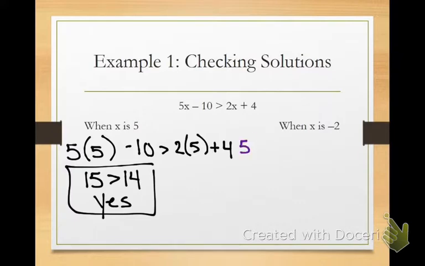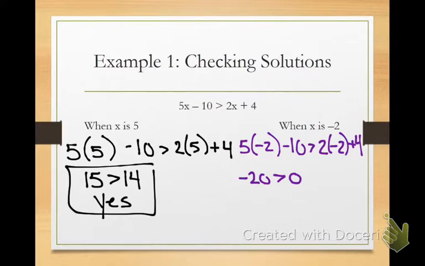So when we plug in negative 2, what's 5 times negative 2 minus 10? Negative 20. And what's 2 times negative 2 plus 4? 2. No, whoa. Negative 4 plus 4 is 0. So is it true that negative 20 is greater than 0? No. It's not true. All right, so negative 2 is not a solution for that inequality.